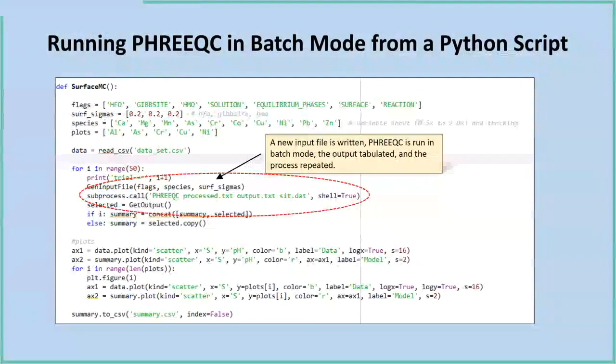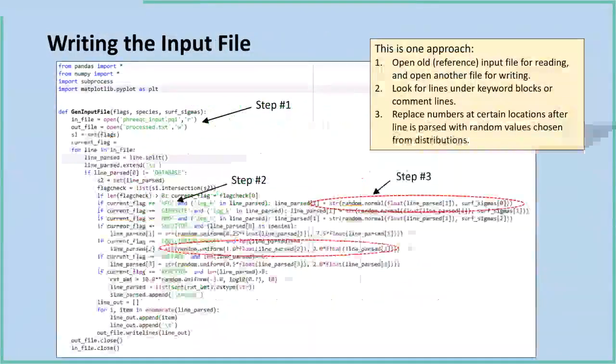Okay, so here is a screenshot of the function that writes the freq-ci input file. As I summarized earlier, the approach here is to read through the input file line by line, look for keywords or other strings that indicate where a particular parameter is located, change the value of that parameter, and then move on to the next line.